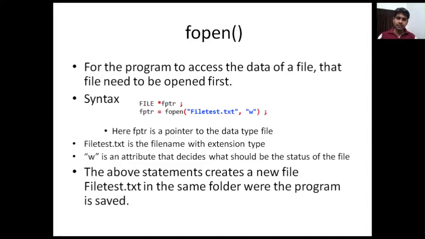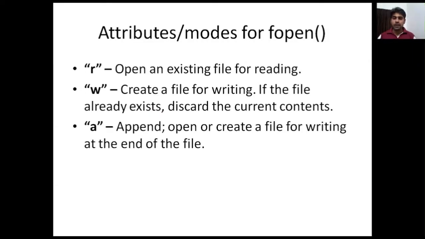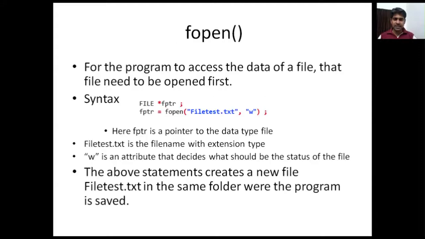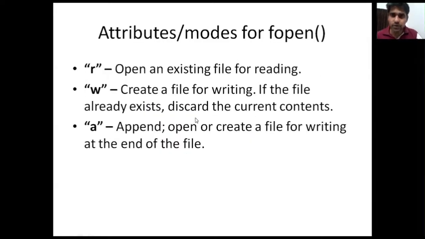So that is the FOpen command. It can be used either to create a new file or to open an existing file with the same file name. Now these are the attributes or modes for FOpen. We have seen that in the last slide we were having something here, this W inside the double quotes. So what this W means, that's what we are going to see now.